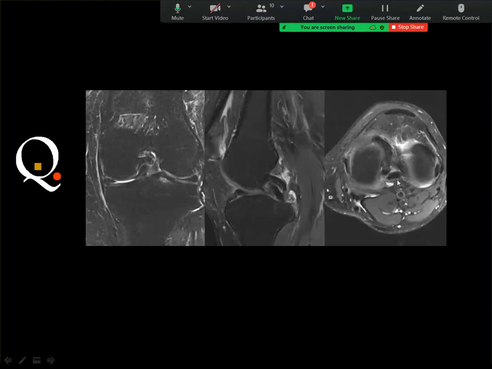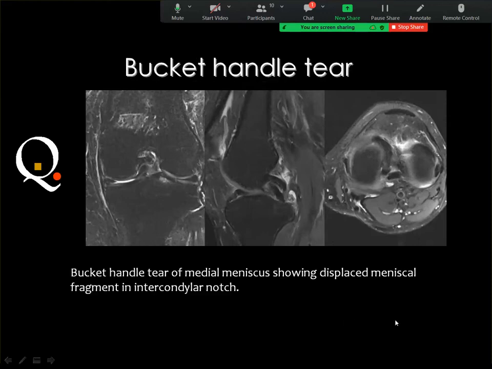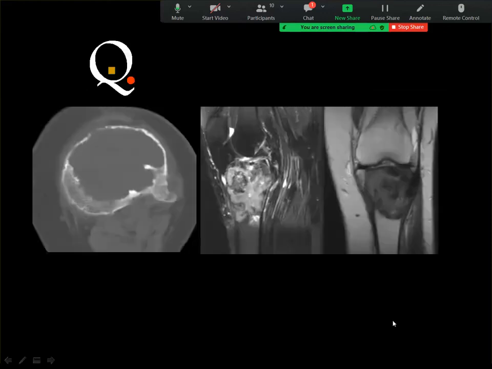And in the axial image, which is one of the very informative images nowadays in the assessment of the knee, you can see that this is the medial meniscus. There is a fragment which is placed at each side, this fragment, and the big one which is displaced to lie beneath the posterior cruciate ligament. This is the displaced fragment, and the diagnosis is bucket handle tear of the medial meniscus.